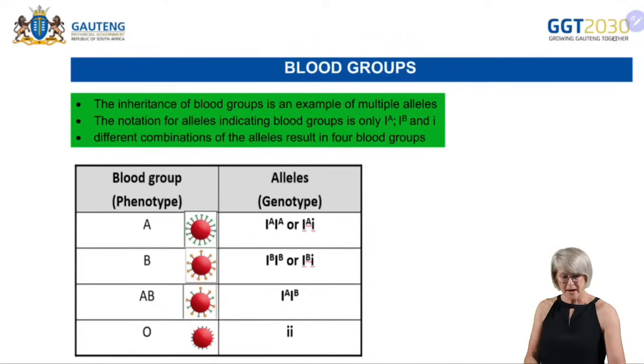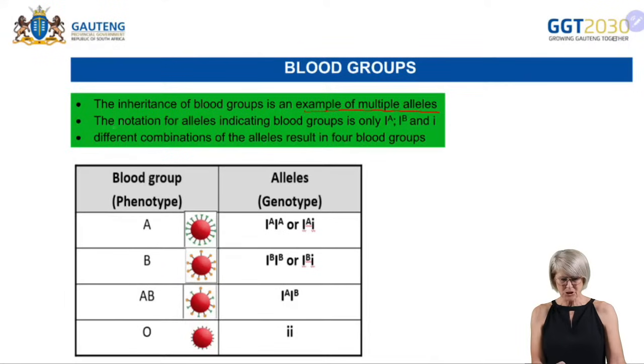All right, now we're going to have a look at blood groups. And here we can see that inheritance of blood groups is due to multiple alleles. Remember at the beginning when I was explaining the difference between a gene and an allele, I said most genes have two alleles, or two forms of that gene. Now in blood groups we don't have two forms of the gene, we actually have three.